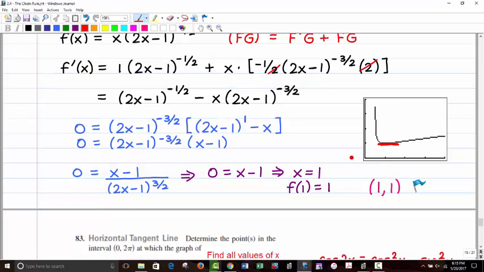There's where I have the tangent line drawn. I'll put that little yellow fellow in there to represent the point. And there we go.